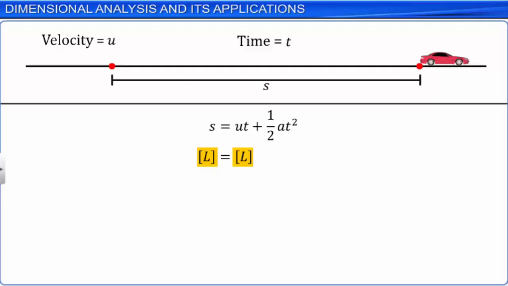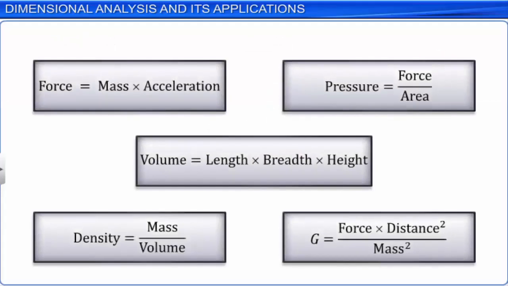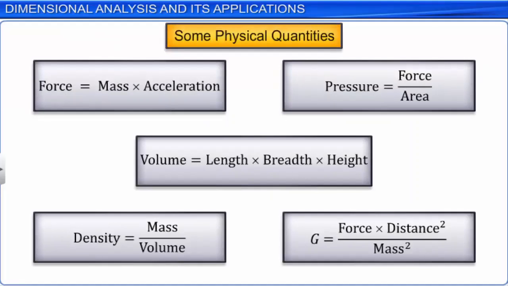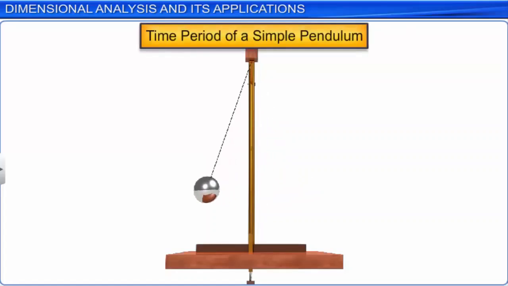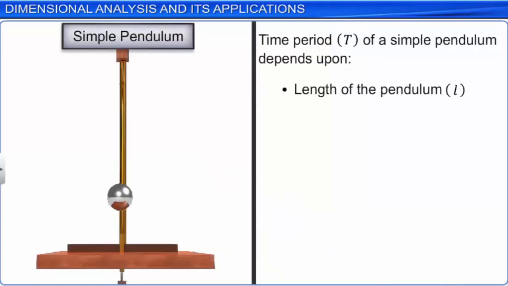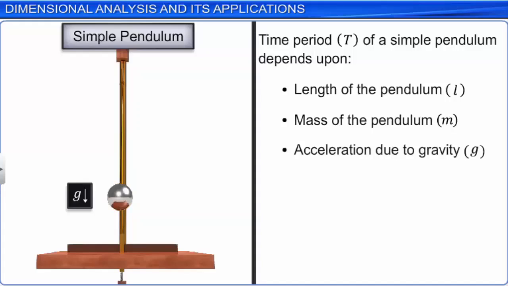This principle can also be used to derive expressions for physical quantities if the other quantities on which it depends are mentioned. For example, we can derive an expression for the time period of a simple pendulum, assuming that its time period t depends on the length, mass of the pendulum, and the acceleration due to gravity at a given place. Let us take the constant of proportionality k as 2 pi.